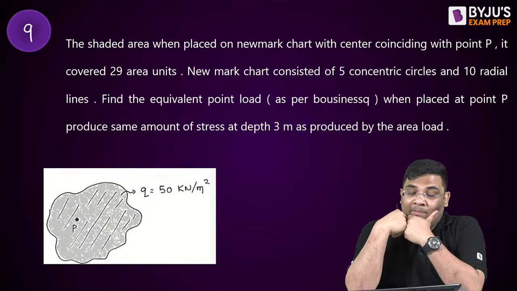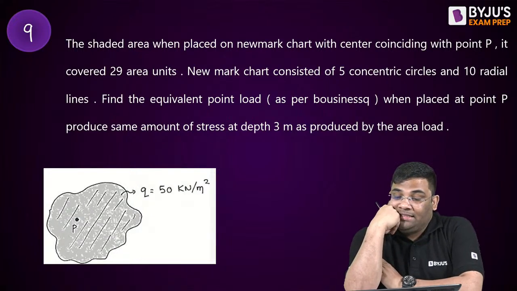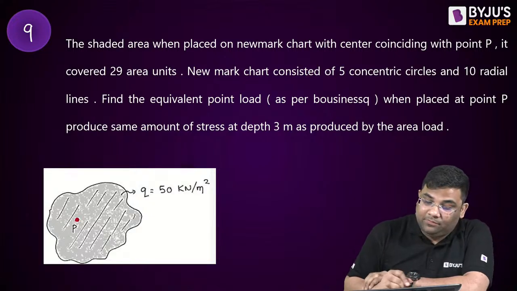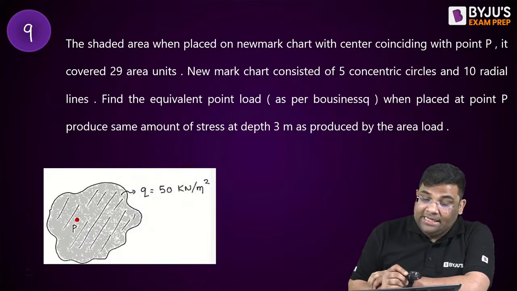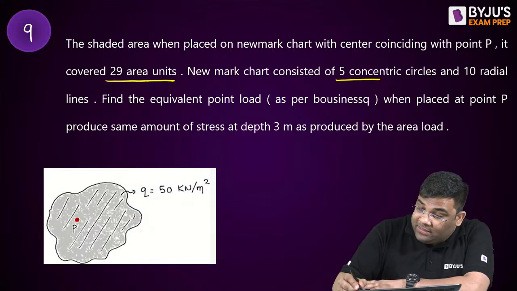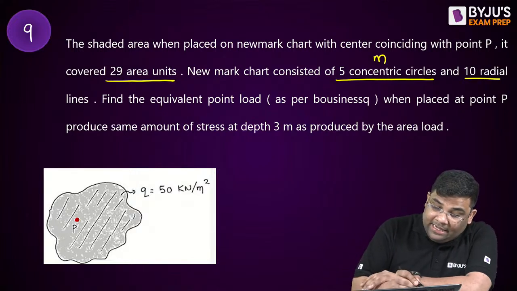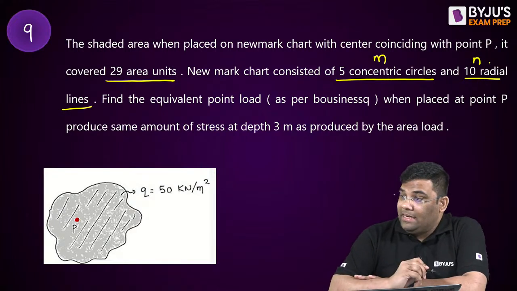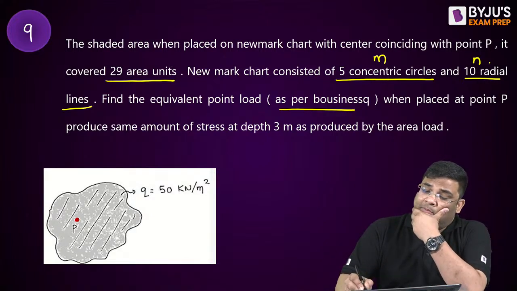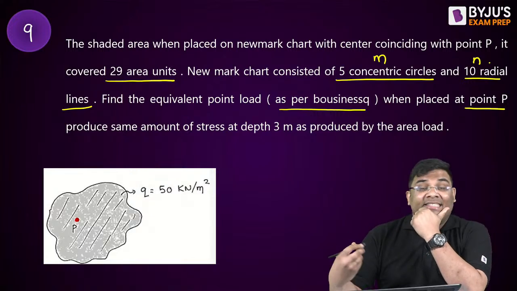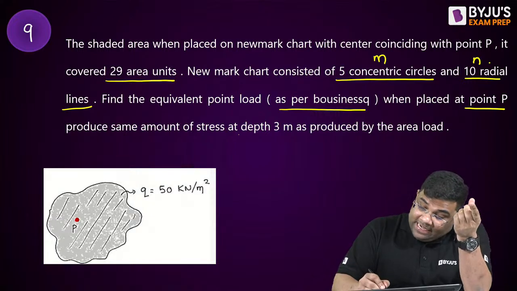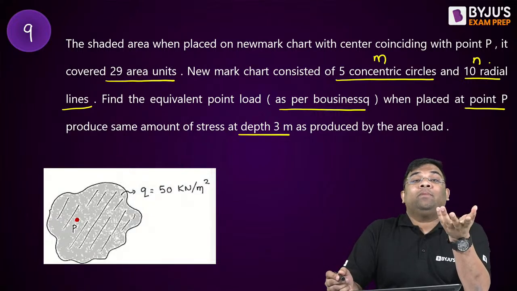A shaded area when placed on a Newmark chart with center coinciding with point P covered 29 area units. The Newmark chart consists of 5 concentric circles and 10 radial lines. Find the equivalent point load Q per Boussinesq which, when placed at the same point, produces the same amount of stress at a depth of 3 meter as produced by the area load.